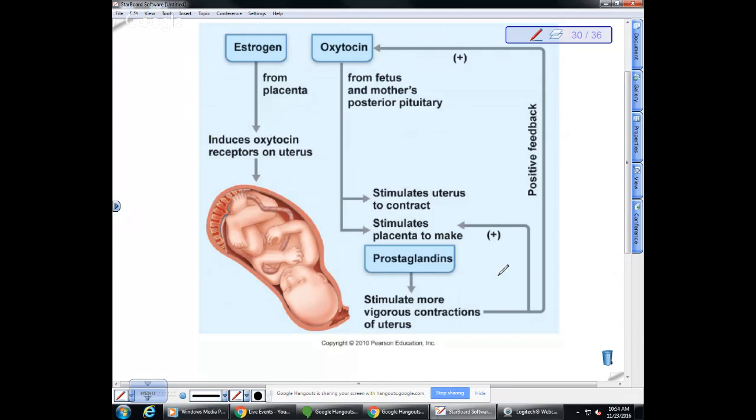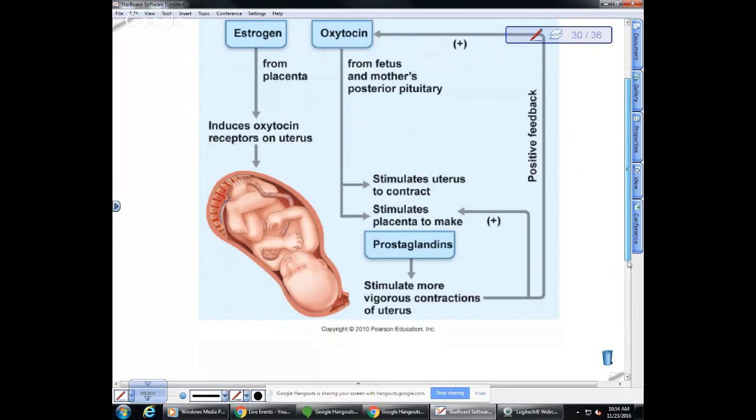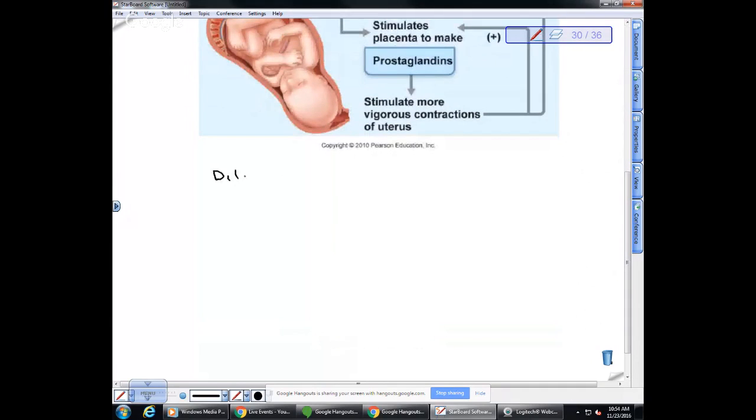The first being dilation. So you notice that the baby is in position here where they're pressing on the cervix. And so when we look at this first stage of parturition, we get dilation, right? And so dilation refers to the thinning and widening of the cervix.